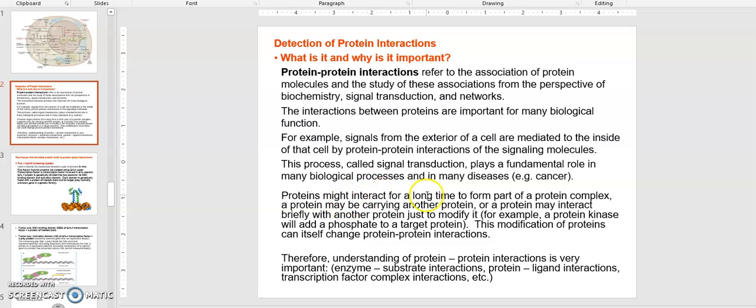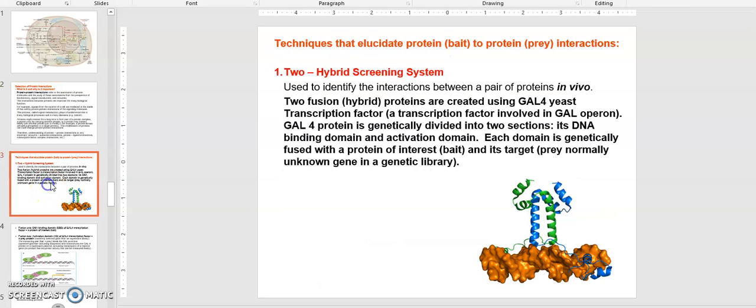So proteins may interact for a very long time, or their interaction may be very transient. Okay, so all these things happen all the time, and some of those proteins are enzymes like kinases. Okay, so understanding protein-protein interaction is very important, like enzyme to substrate interaction, protein to ligand interaction, transcription factor to complex other protein molecules, how they interact, they're all important. So then what techniques are out there that will allow you to detect these kinds of interactions? So among those, we'll talk about number 1, the two-hybrid screening method.